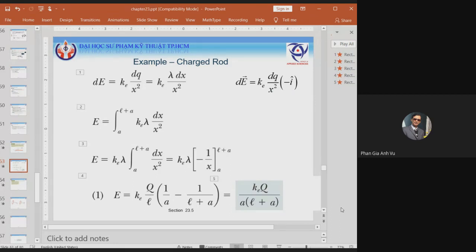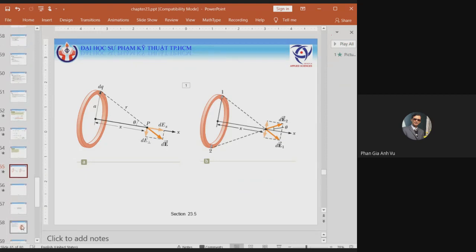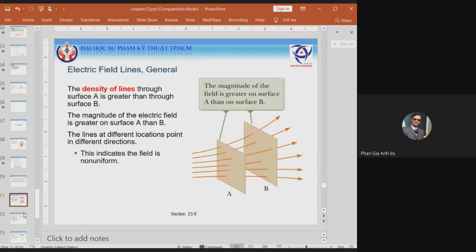So you see how we can use the integral technique to find the electric field created by an object. In this case, the object is simple, a straight line or a rod. Later, we can have something a little bit more complicated, the ring and maybe the disc or the sphere and so on.